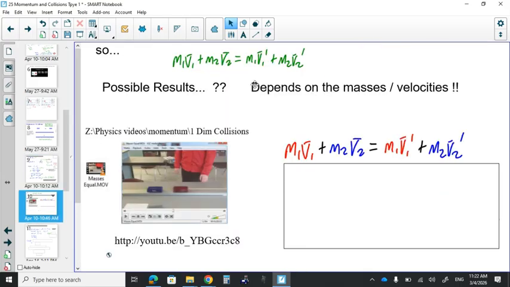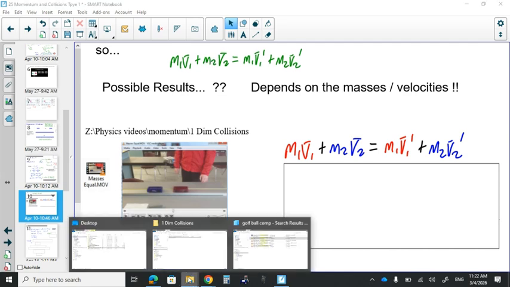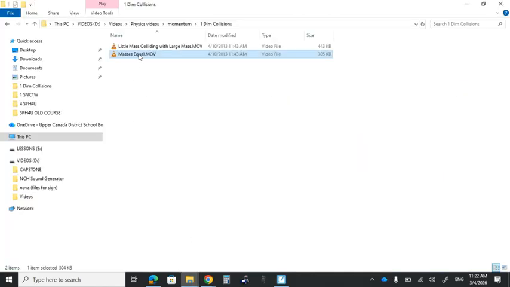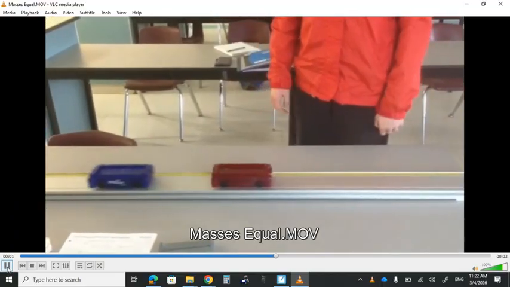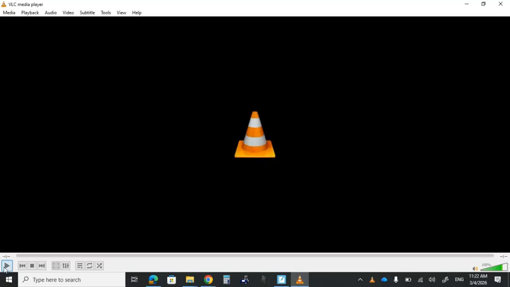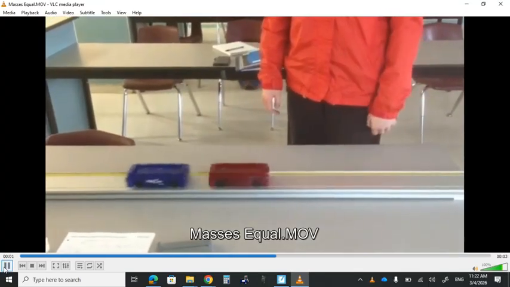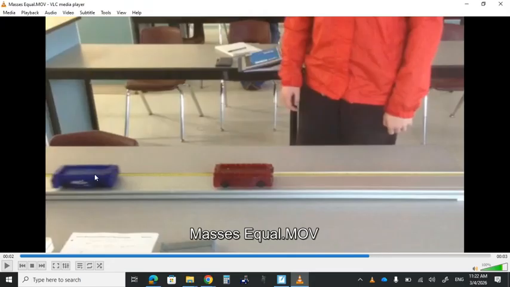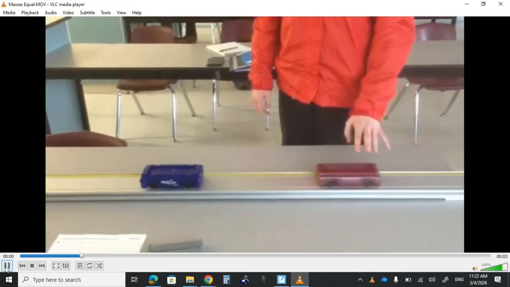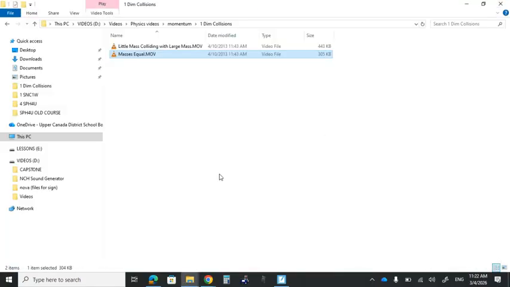So those are some possible results that we could have for this, right? So let's watch the equal masses video. So this is equal mass carts, and we have the red one coming in with a certain velocity. The blue one, I would say, appears to go out with that same velocity. The red one clearly stops. That's a reasonable takeaway from that video, right?